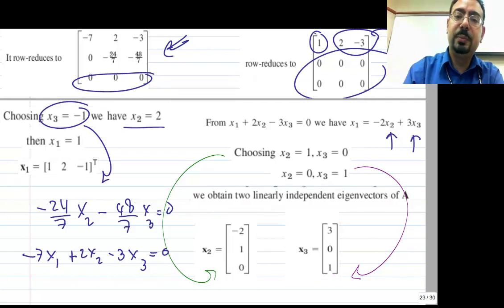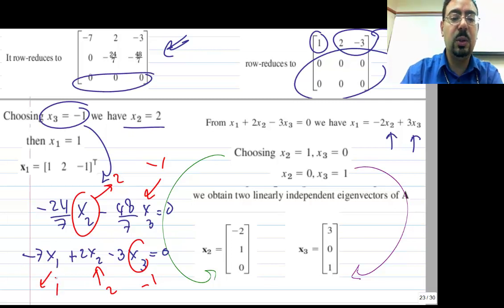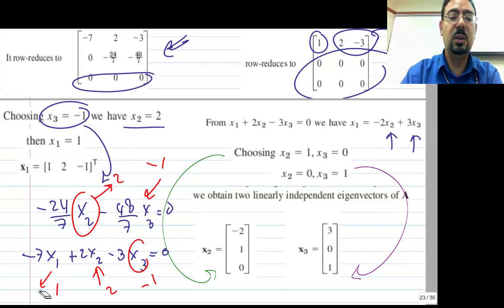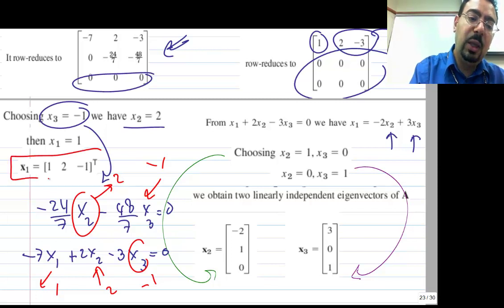Alright? So setting this one equal to minus 1, you will be able to get this equal to 2. And then coming here and setting this to minus 1 and this one equal to 2, you can easily get x1 equal to 1, okay? Because it will be 4 plus 3, that must be 7. Minus 7 and 7, you will get the 1.